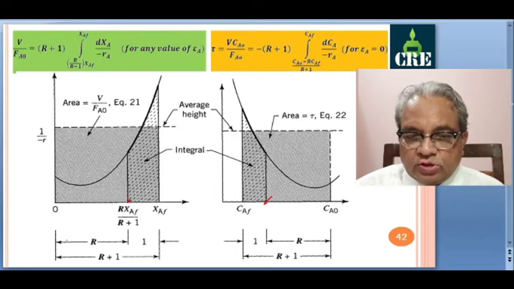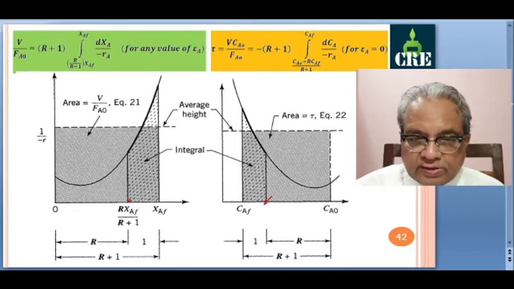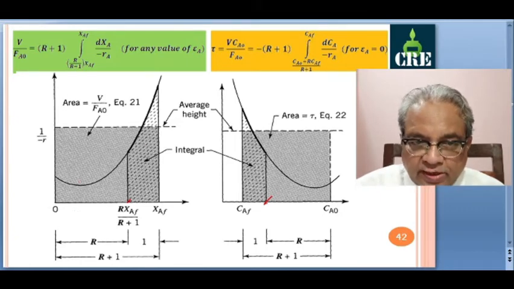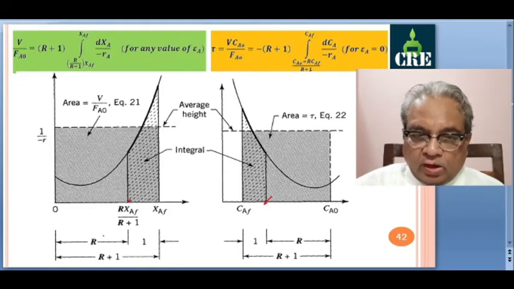When R is equal to 0, this is 0. Okay, so this will be 1. So this will shift here. R is 0, no recycle. So integral 0 to XAF, so simply the area under the curve, plug flow reactor performance.